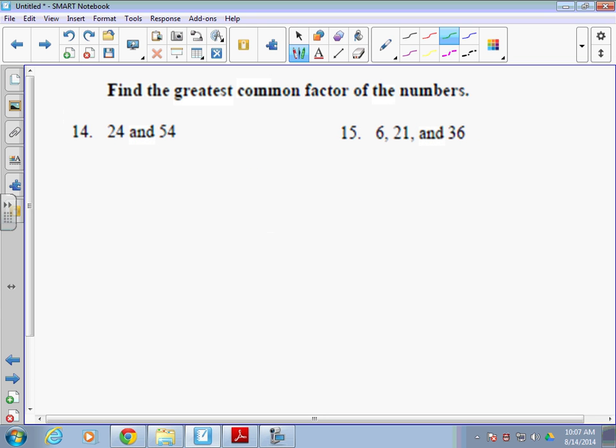Number 14, greatest common factor of these numbers. Factors are the numbers that make up those numbers. So for your factors of 24, 1 times 24, 2 times 12, 3 times 8, and 4 times 6 are your factors. Those are your factors of 24: 1, 2, 3, 4, 6, 8, 12, and 24. We're looking for the one that's the greatest common factor.